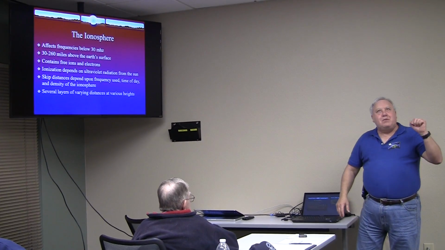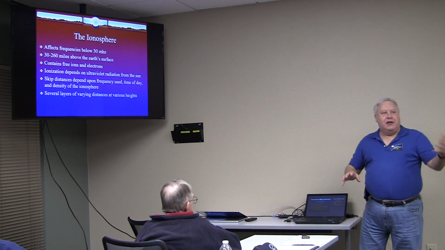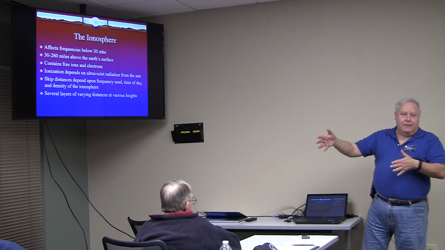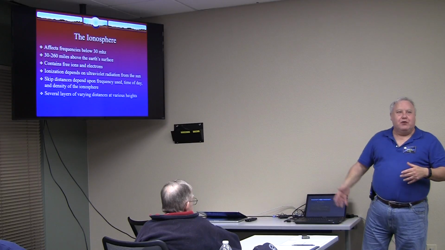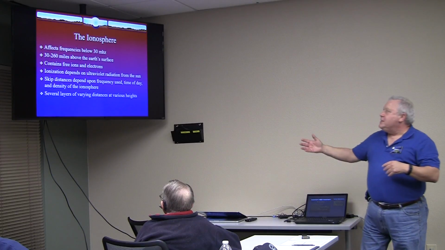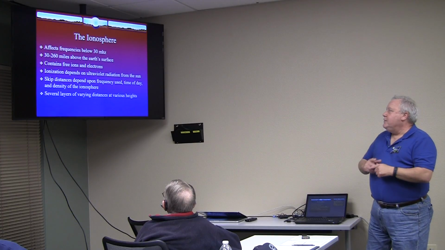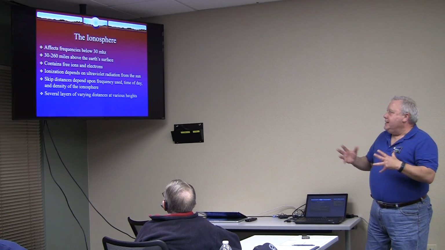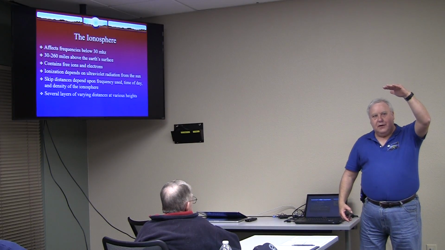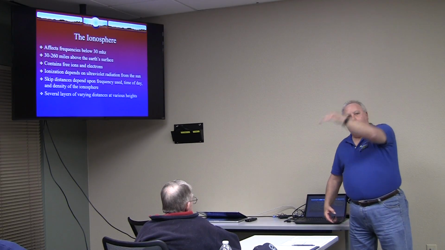And that's why HF isn't as critical to how you have your antenna as it is with VHF and UHF. Mainly because we're dealing with line of sight and with a repeater site, which is usually vertical. Skip distances depend upon the frequency. You'll hear a term called maximum usable frequency, MUF. I'll talk about that in a few minutes. And then there are several layers of varying heights. So again, it depends which section of the ionosphere you're dealing with, because different ones deal with different frequencies. So the further up you go, obviously the longer your shot's going to be.